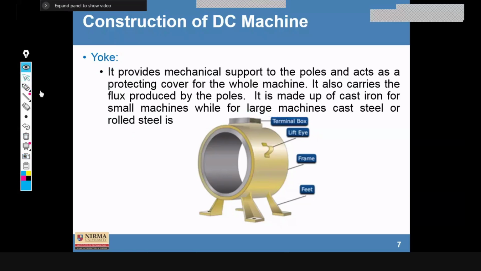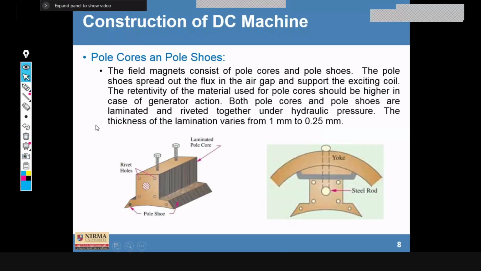Then we also discussed the pole and pole shoes. So this is the pole shoe. We know that the function of the pole shoe is to spread the magnetic flux uniformly into the air gap, and the winding is there. So this is a pole which is riveted or screwed with the help of screws. There are certain screws which can be fixed on the inner periphery of your yoke.